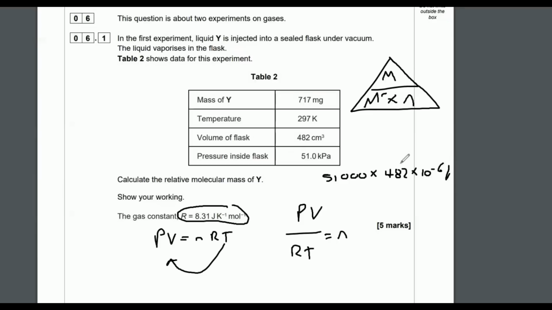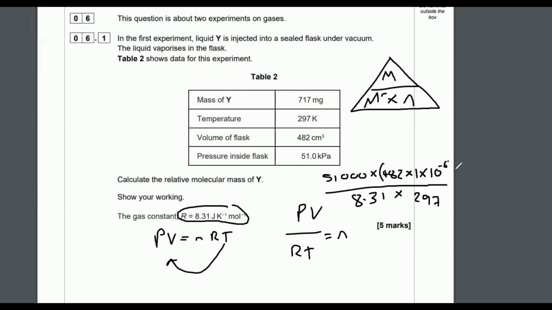So I want to do 51,000 because pressure should be in pascals in this equation. And I've done 482 times 1 times 10 to the minus 6. I'm going to change that. Okay, now you can do this 2 ways. You can either take 482 centimeters cubed and to turn into meters cubed, we can divide by 1,000,000. So divide by 1 times 10 to the 6.